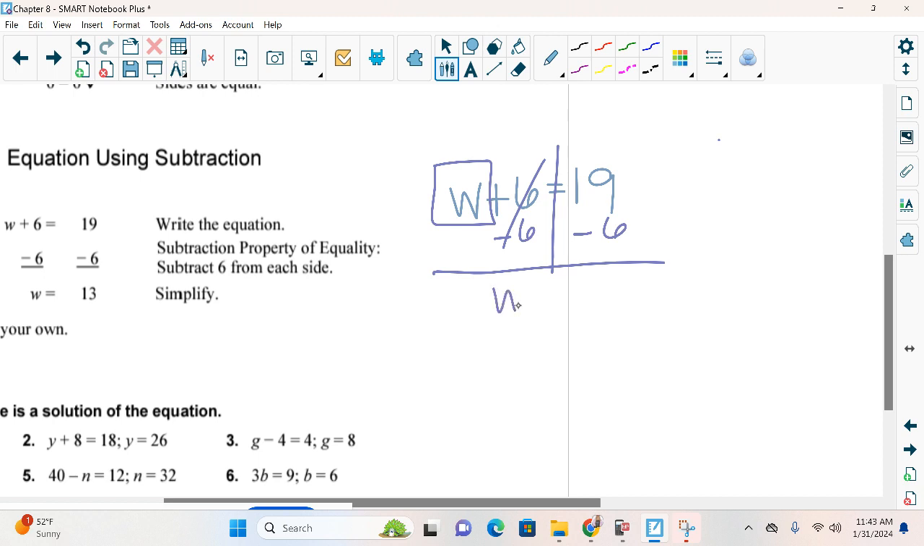So W is left on its own. What is 19 minus 6? 13. So my answer is 13. Okay? I can check it. Does 13 plus 6 equal 19? Yes, then we did it correctly. Okay?